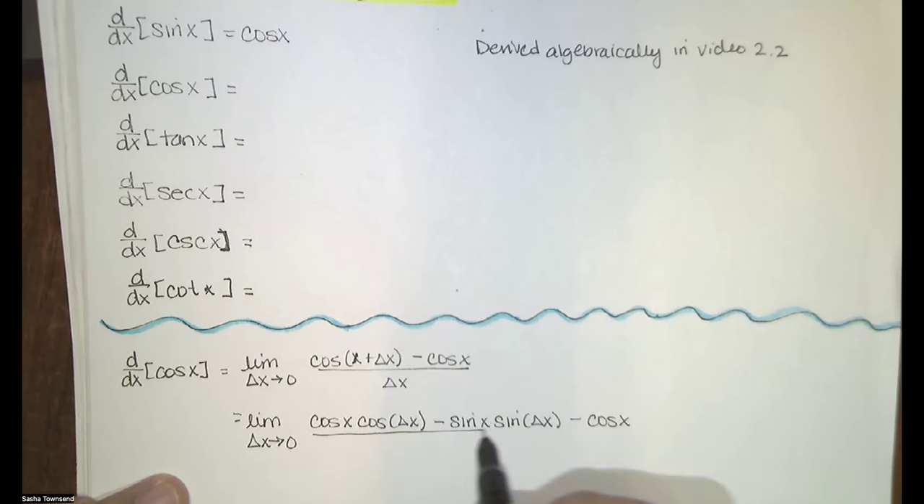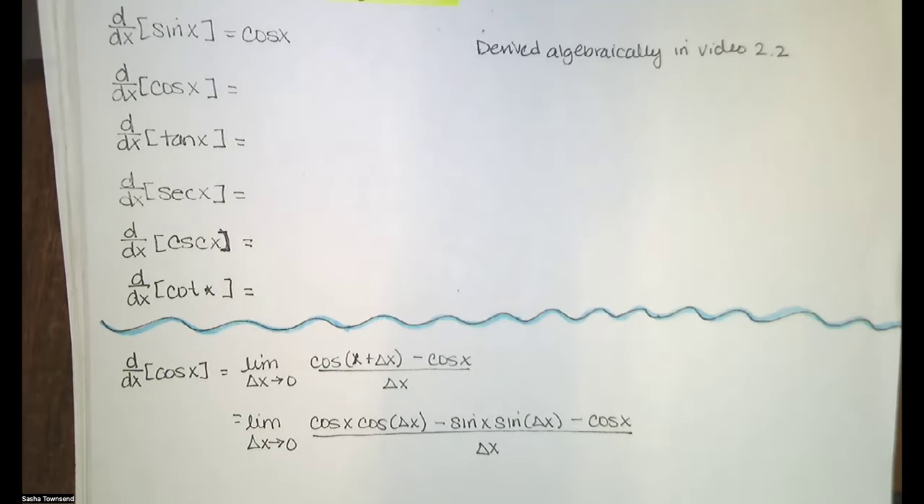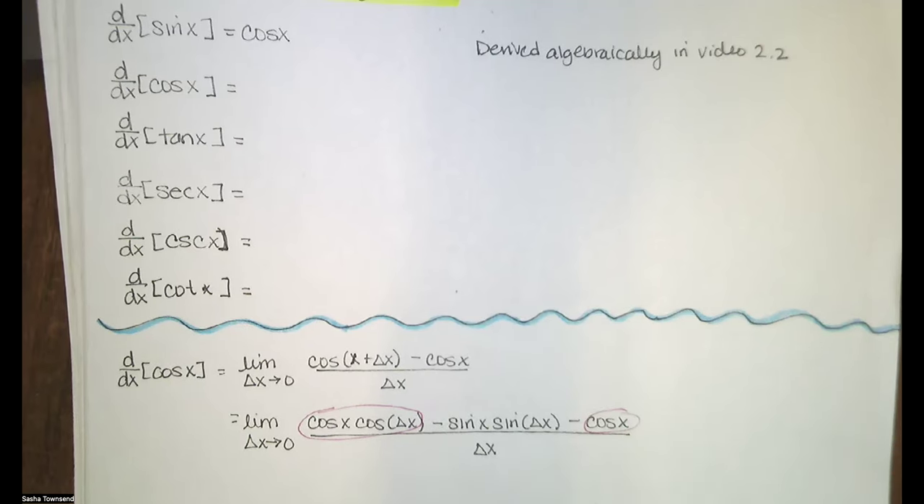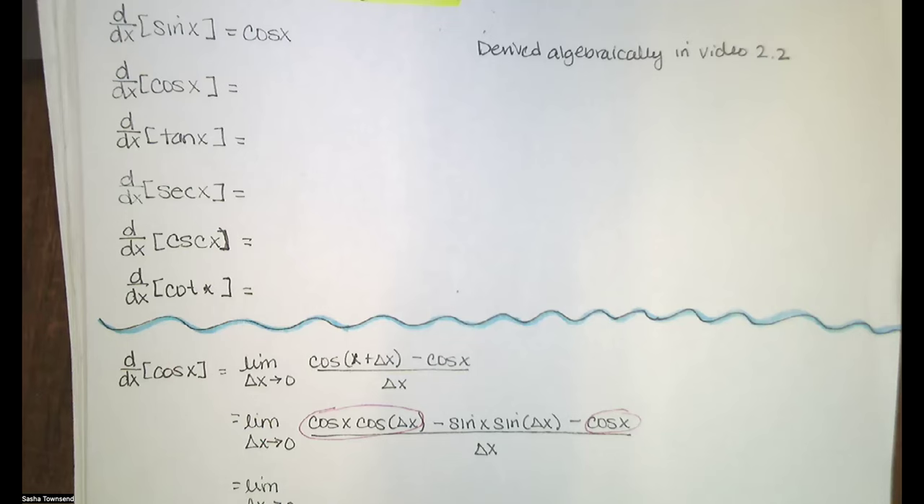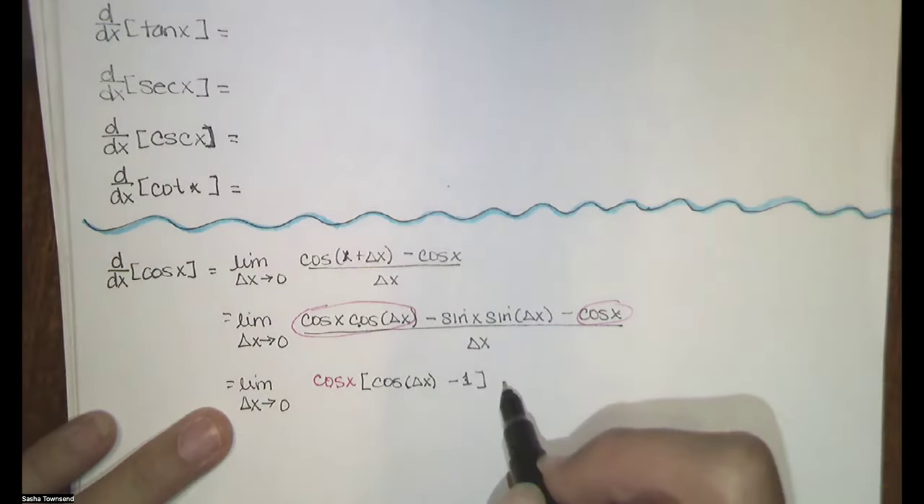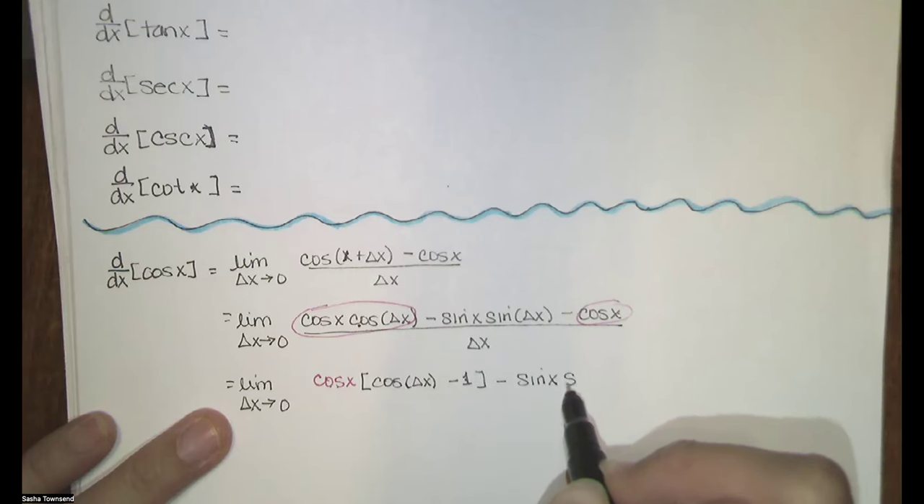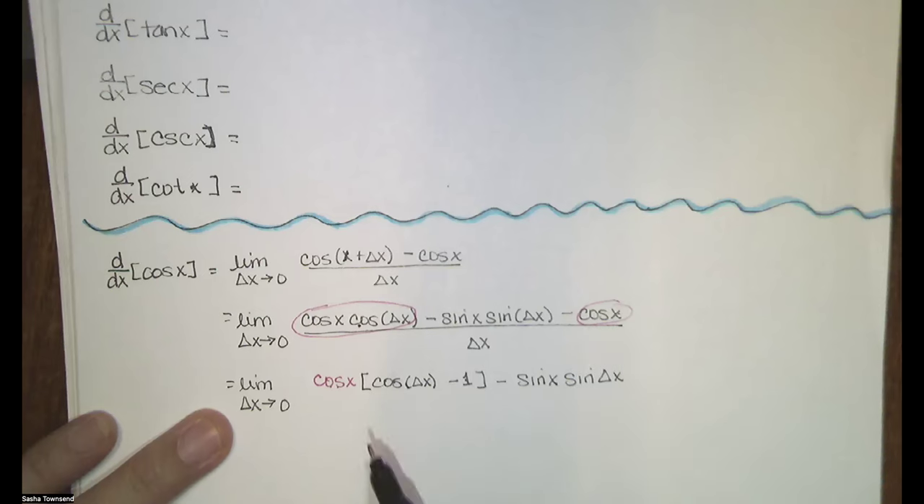All right. Now, if I look at this term and this term, they have a cosine of x in common, so I can factor that out. So this is the limit as delta x approaches 0 of cosine of x times the quantity cosine of delta x minus 1. Because cosine of x times cosine of delta x gives me this term, and cosine of x times -1 gives me that. Then we have minus sine of x times sine of delta x. And all of that is divided by delta x.